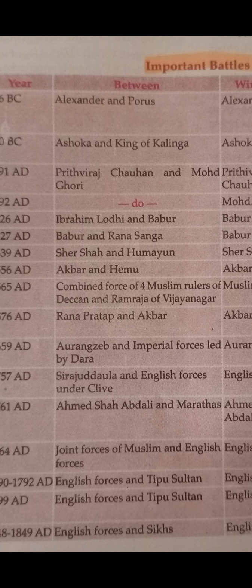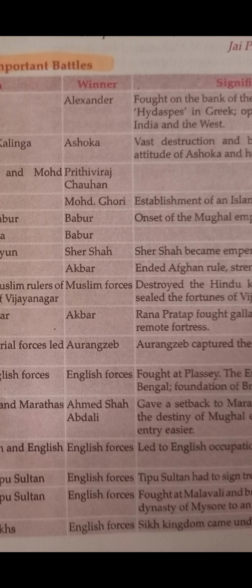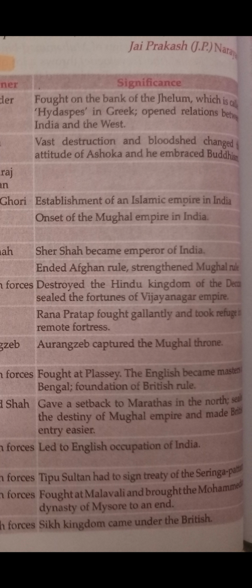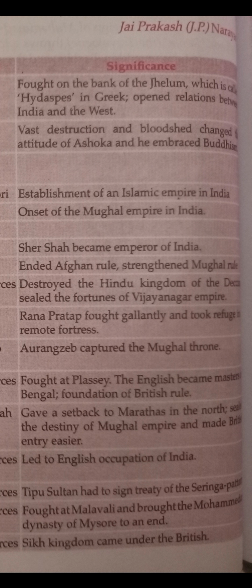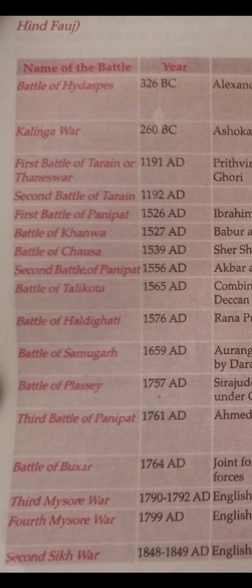English forces fought Tipu Sultan. But the English forces at last won the battle. It led to English occupation of India. Tipu Sultan had to sign the Treaty of Seringapatam, fought at Malavali, and brought the Muslim dynasty of Mysore to an end. The Sikh kingdom came under the British. So we see that the Britishers' kingdom was on the rise, and the already prevailing culture was declining.